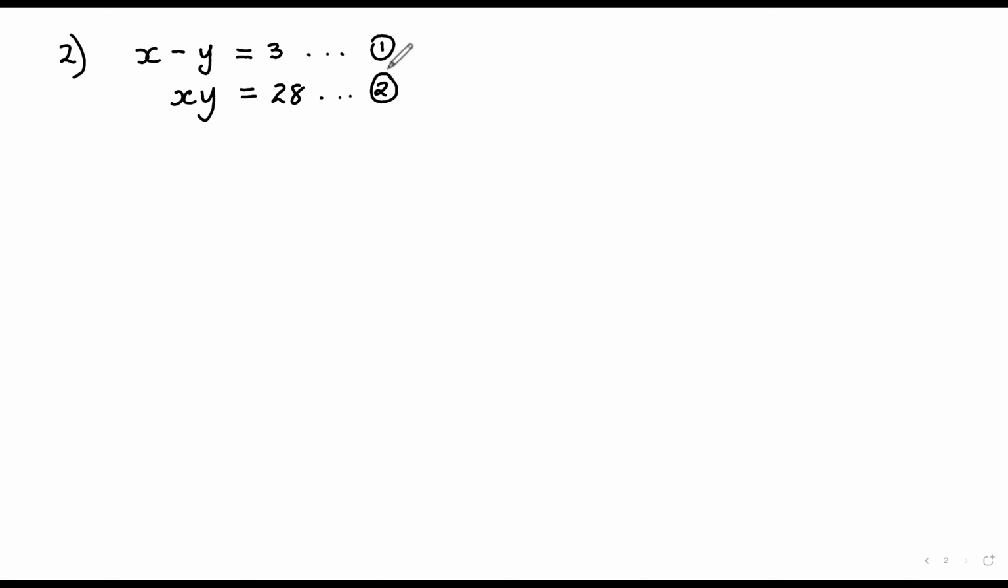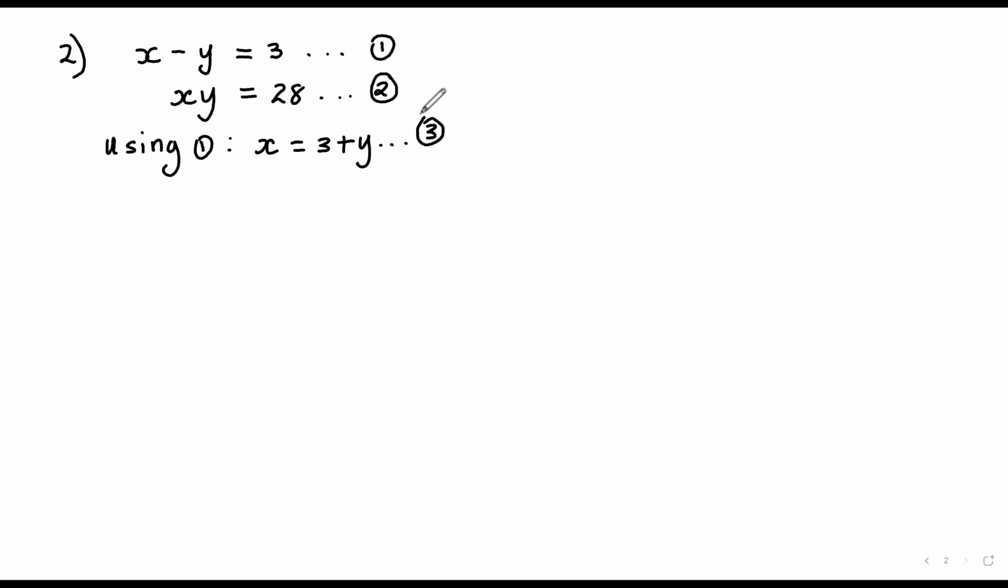So what we're going to do here is use equation 1 to make x the subject of the formula. All I mean is to make x equal to something. So I'll keep x on my left-hand side, and I'm going to move y to the other side. So this will be x is equal to 3 plus y, because here, x minus y is equal to 3. So then x would be equal to 3 plus y. And this is going to be my third equation.